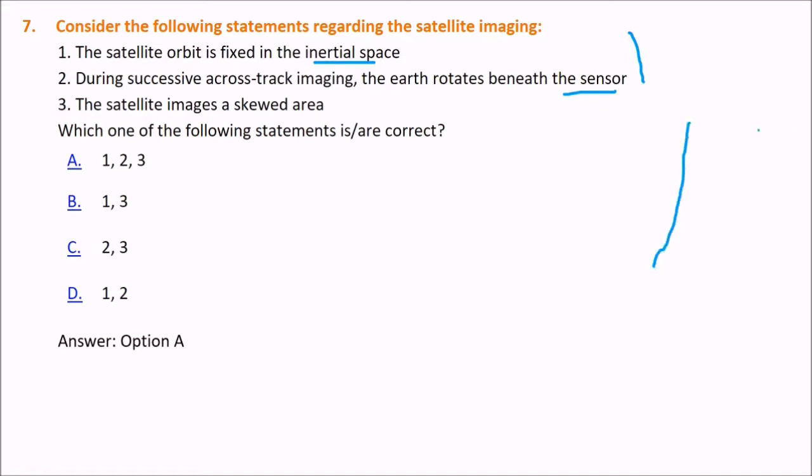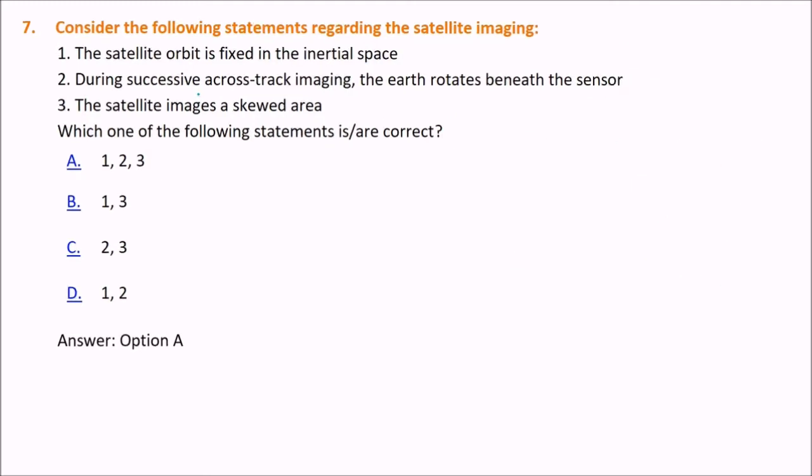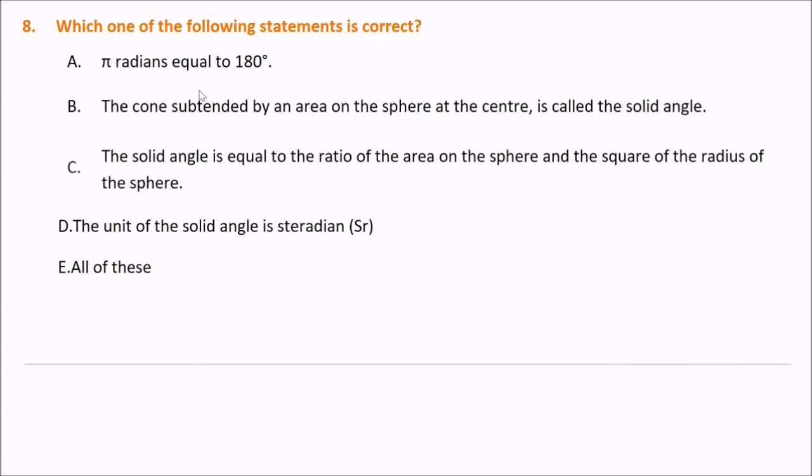Like this. This will be the image. You will never get an image like this. These are skewed images.